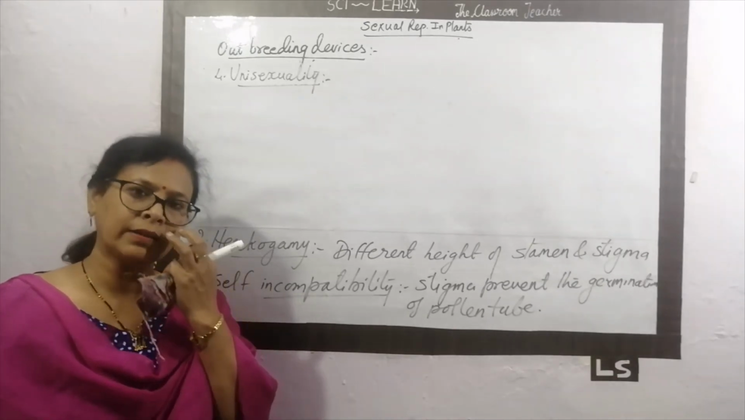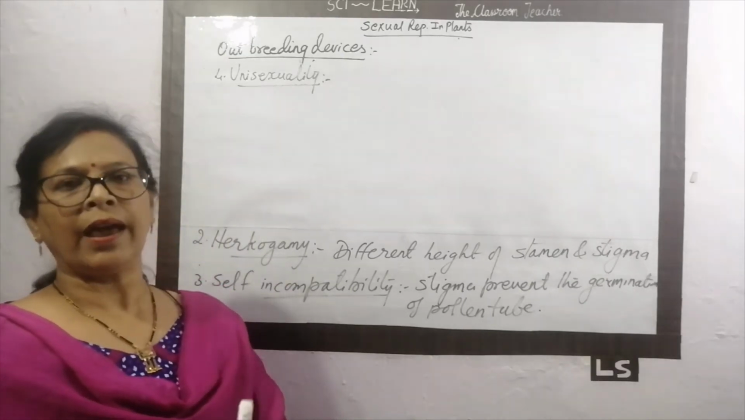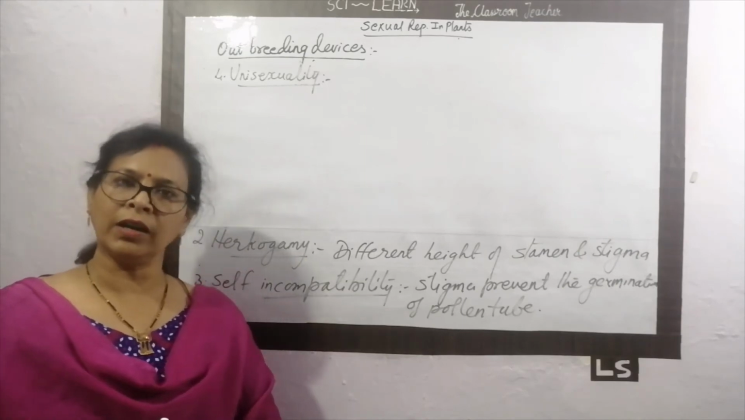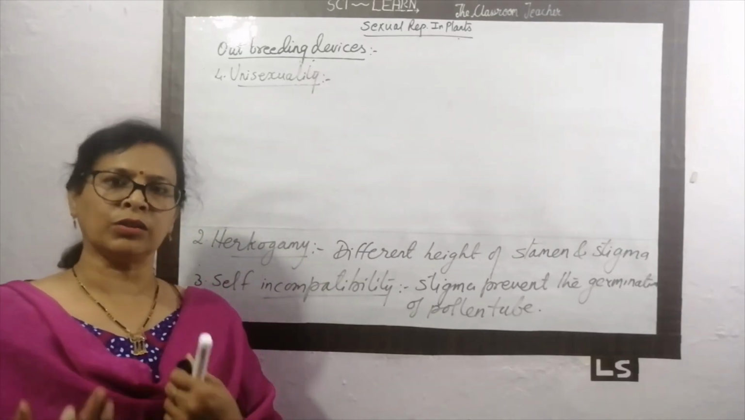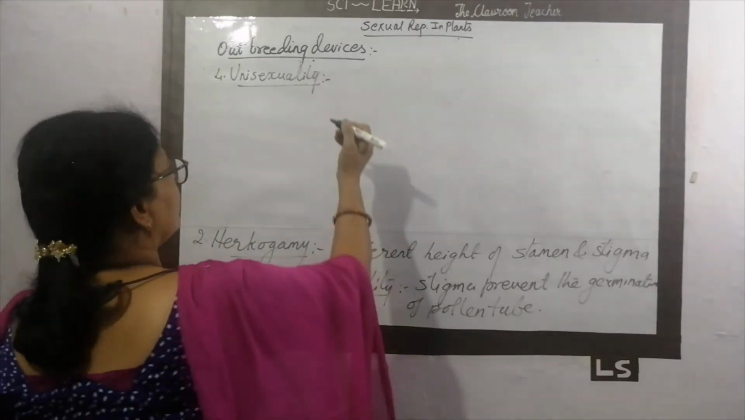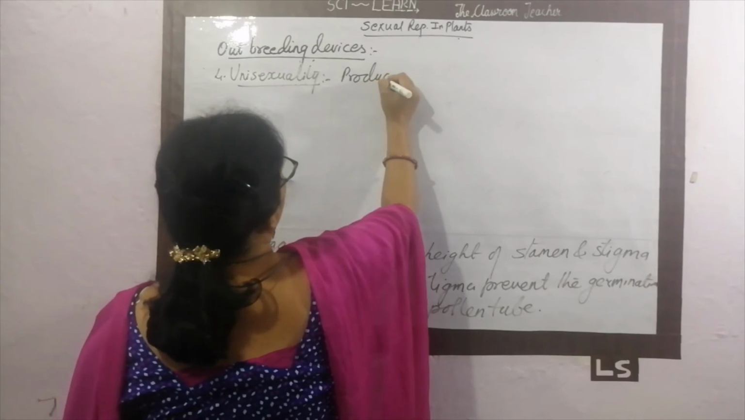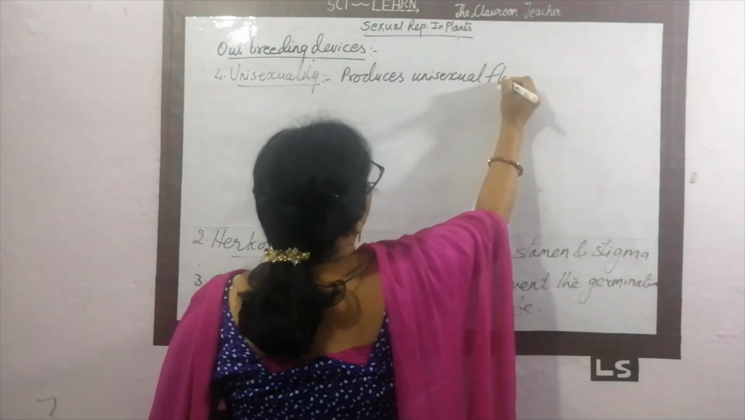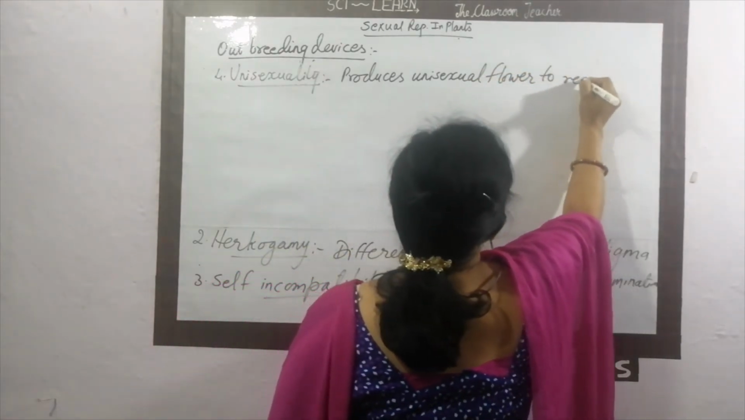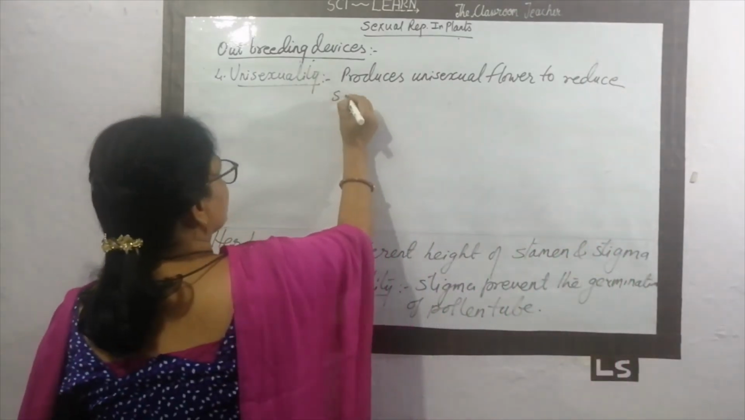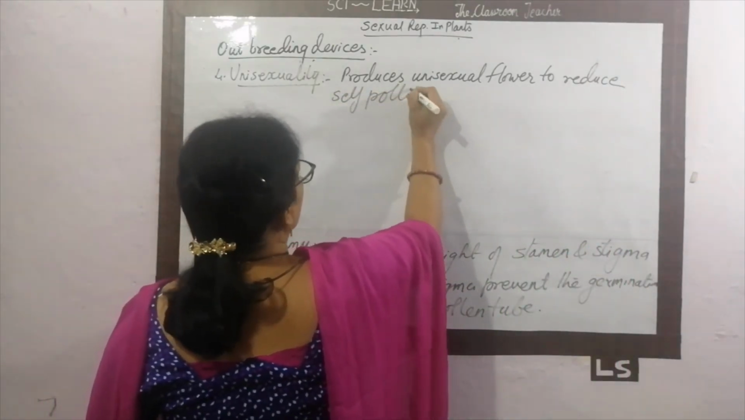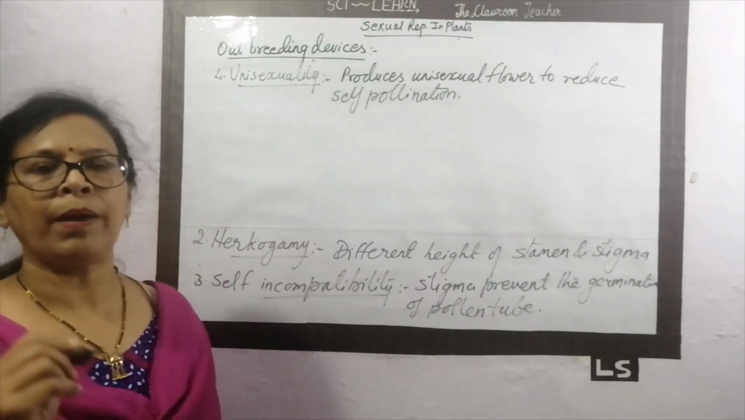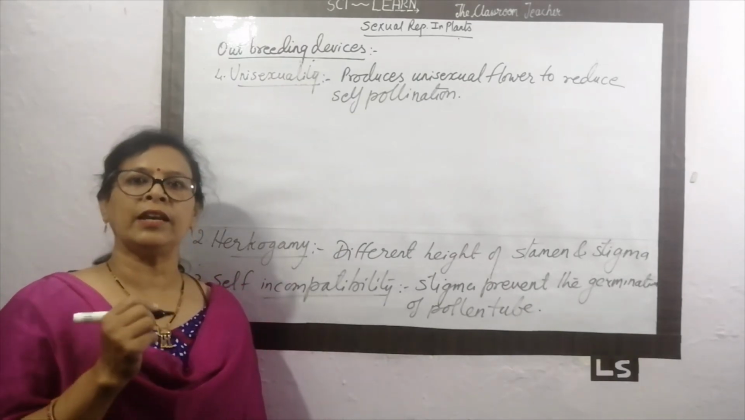If the bisexual flower is there, both the male and female parts are there, and moreover the self-pollination condition is possible. But if the flower is unisexual, then the self-pollination condition is automatically reduced. So the plant produces unisexual flowers to reduce self-pollination. So these are the various outbreeding devices by which plants prevent the process of self-pollination.